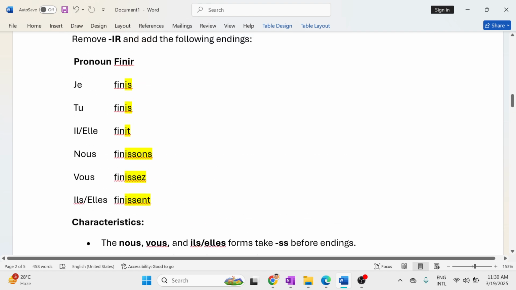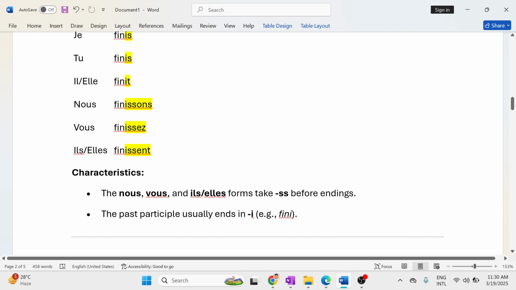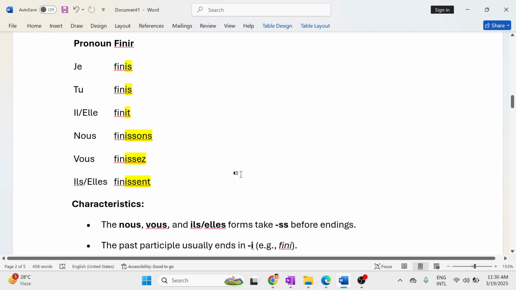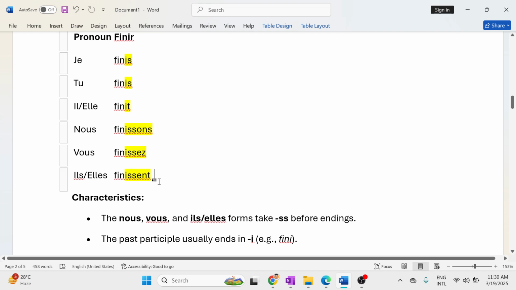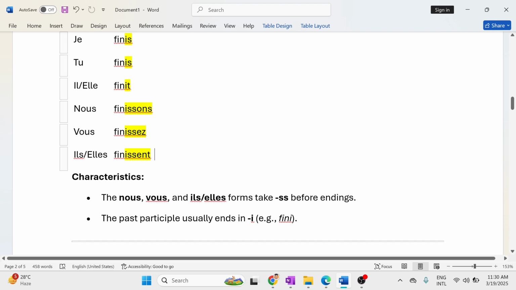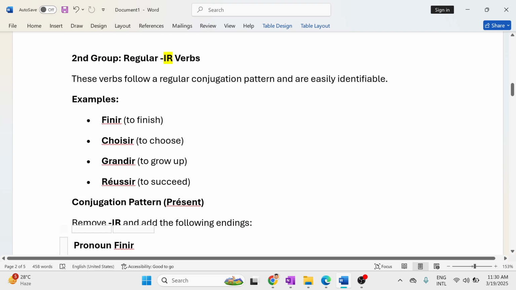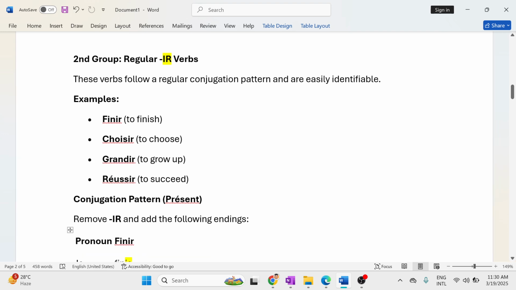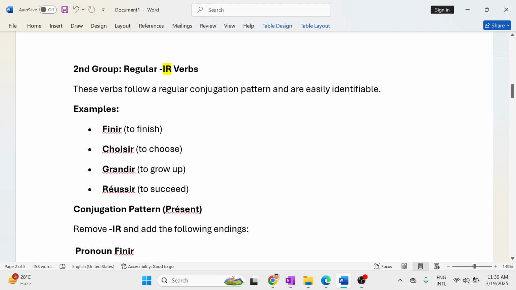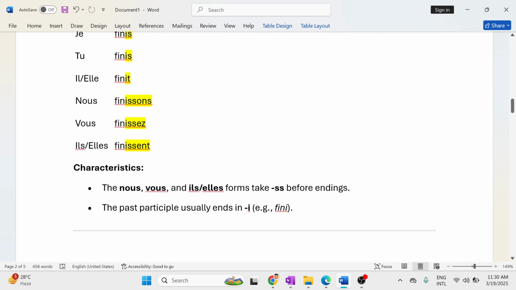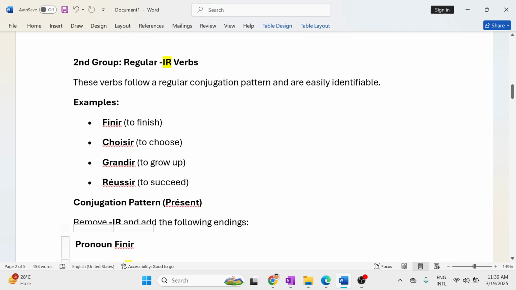I think the second group is very easy, right? It's just like ER verbs, but the endings are different: is, is, it, issons, issez, issent. Okay, so you know this. Please try to add more verbs to this list for this group, or I'll be sending you more of the same. But try to find some more, maybe on Google or somewhere. Add more, and it will help you, because here in IR verbs, what is the problem? A few more verbs are going to go in the exceptions.